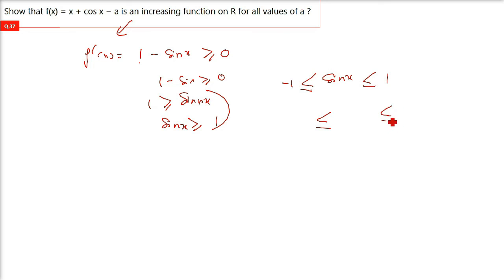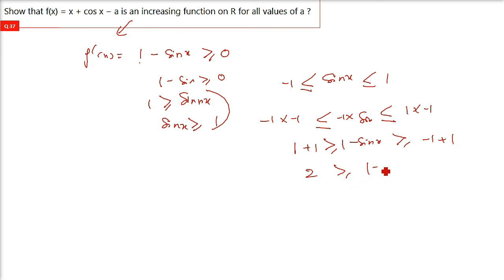Now I'll multiply both sides by -1. When I multiply both sides by -1, the inequality signs change: less than or equal to becomes greater than or equal to. Now add 1 to both sides, because we are in the process of getting 1 - sin x. When you add 1, you get 1 - sin x between 1 and 2. They both are positive, so 1 - sin x will never be negative. It is always greater than or equal to 0.